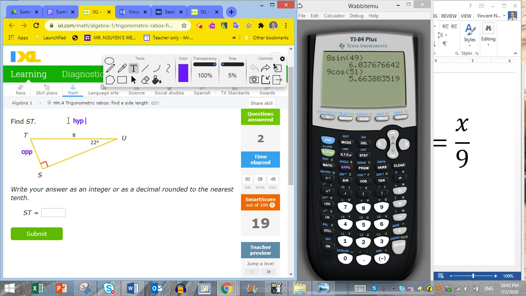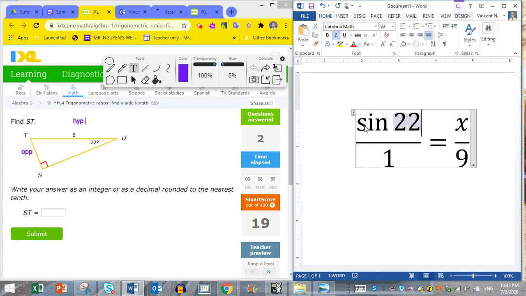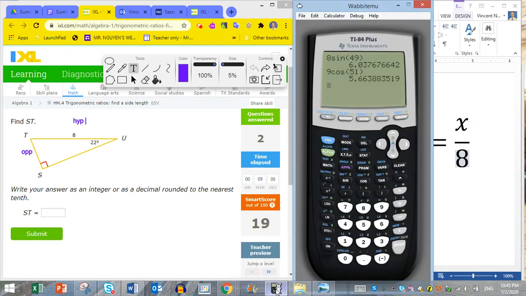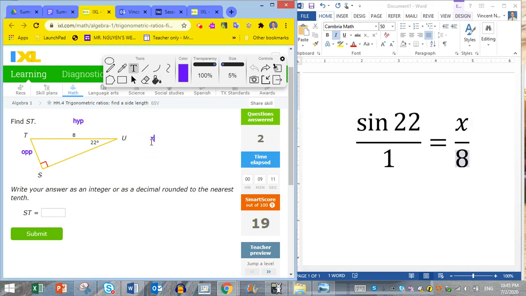So anyway, opposite and hypotenuse, we're going to be using the sine function. So I'm going to type in here sine of 22 degrees, and then opposite over hypotenuse. So opposite is x over hypotenuse, which is 8 is given to me, right? So I go to my calculator. Okay, so before that, if you cross multiply, you're going to get x equals 8 times sine 22, right?